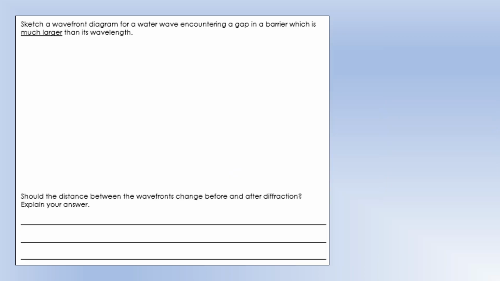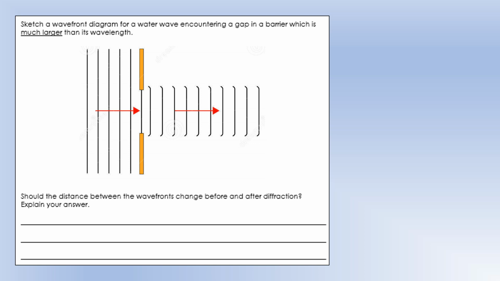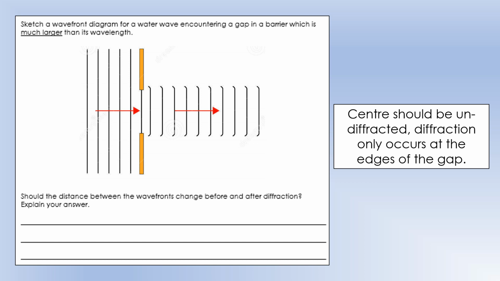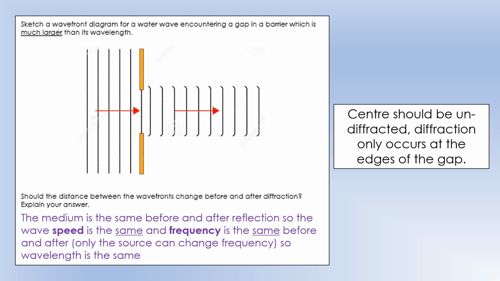If we make the barrier wider, so the gap is much larger, we should get a diagram that looks like this. And again, what I'm looking for here is that the center of the waves should be unaffected. So the part of the wavefront that goes right through the middle of the gap shouldn't experience any diffraction at all. It's only at the edges that we should be seeing diffraction occurring, which is what you see in the diagram. The diagram doesn't show that awfully well, but the wavelength should stay the same because we're in the same medium, water in this case, before and after, and we've got the same frequency, so the wavelength has to stay the same. It looks a little bit like it increases on that diagram, but it doesn't.